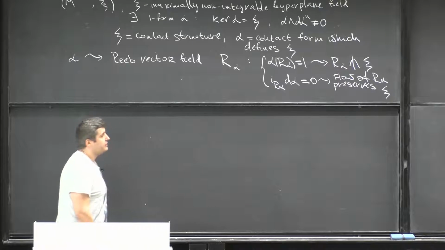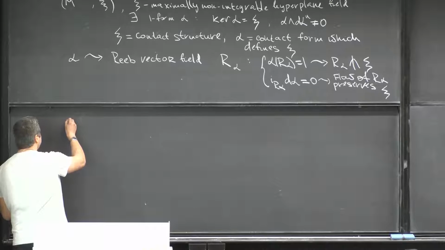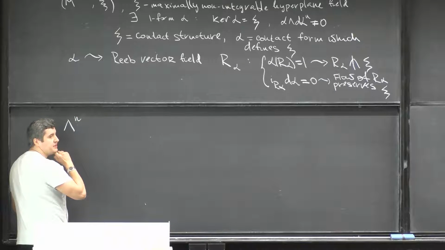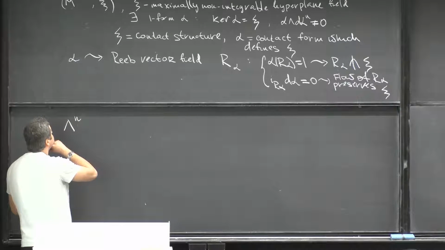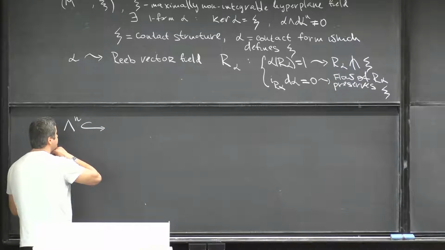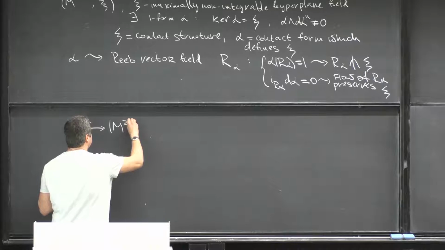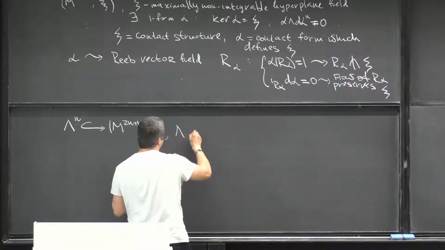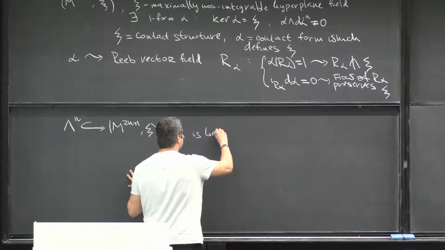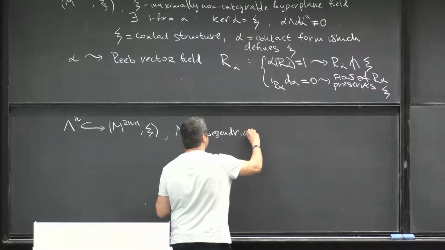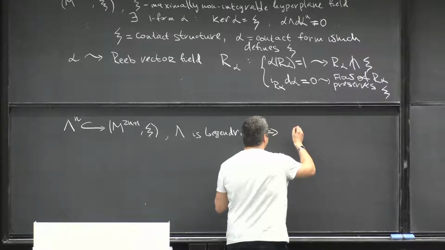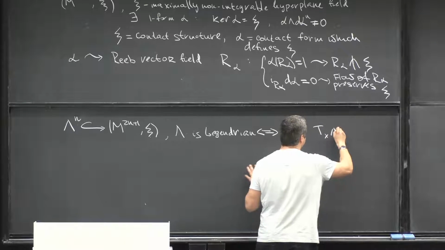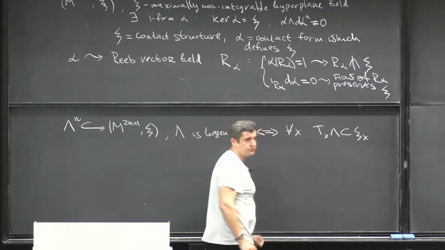Then, given a contact manifold, we can consider a special type of submanifolds, so-called Legendrian submanifolds. Whenever we have a 2n plus 1 dimensional contact manifold, we consider an n-dimensional submanifold, and we say that lambda is Legendrian if it's everywhere tangent to the contact structure. So for every x, the tangent space T x lambda is a part of the contact structure.